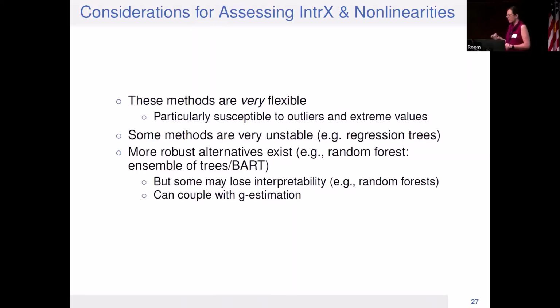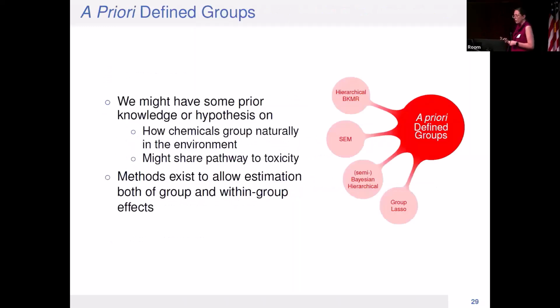Some methods can be very unstable, such as regression trees, if not in a random forest company. There are more robust alternatives, for example, random forest or samples of trees and/or BART. We may lose some interpretability if we just use a random forest, because now that's a black box. We cannot extract interpretable results. We can couple those with G-estimation, and that will give us a nice exposure response curve. So there are solutions. So this is a promising area for sure, still being developed.